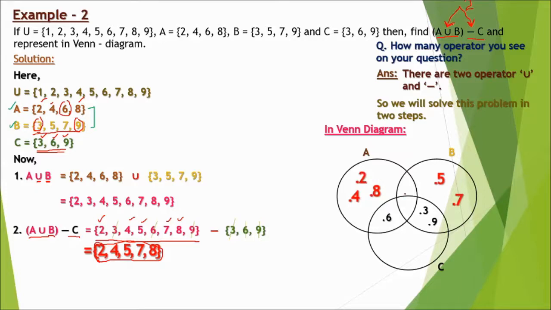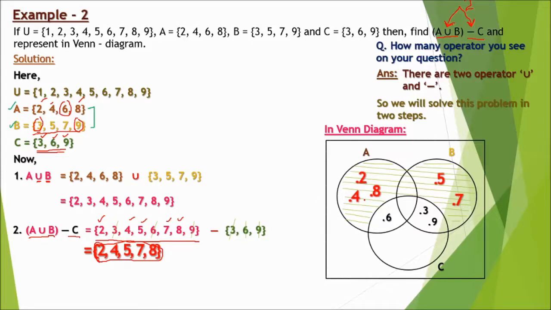See, now we have to set only this region. So how to set? In this way: 2, 4, 5, 7, 8. In this way, you have to say. Okay, I think you have understood. So let's enclose with a rectangle and write U.